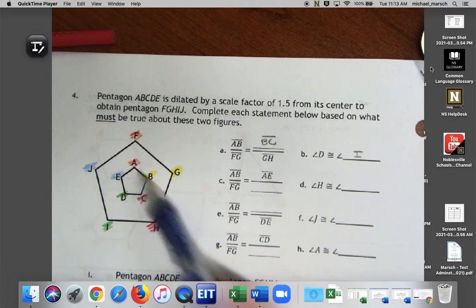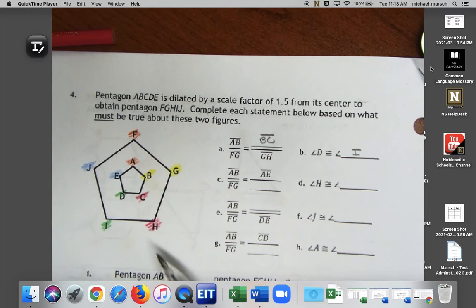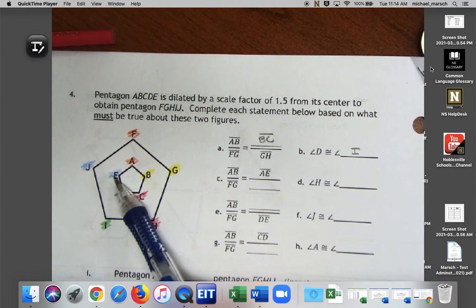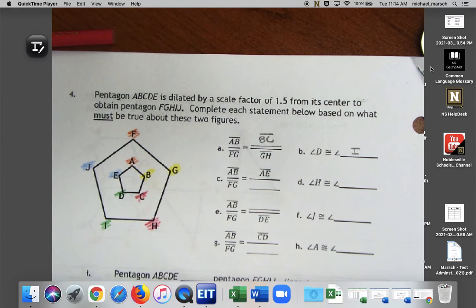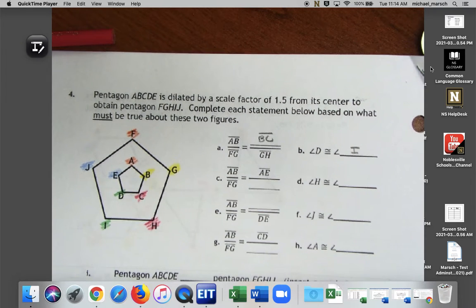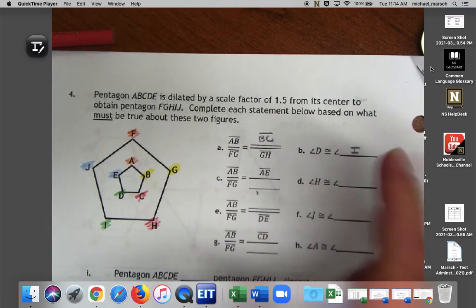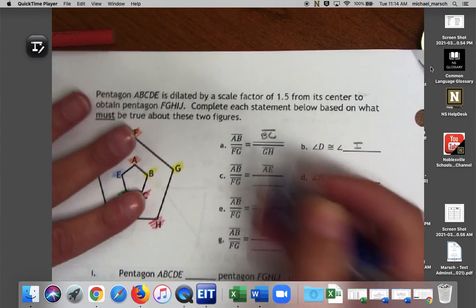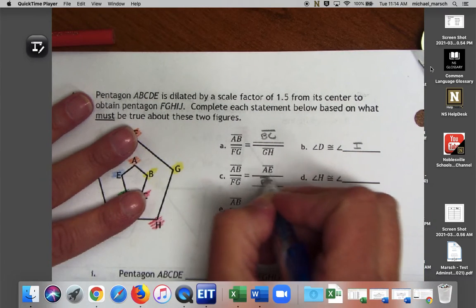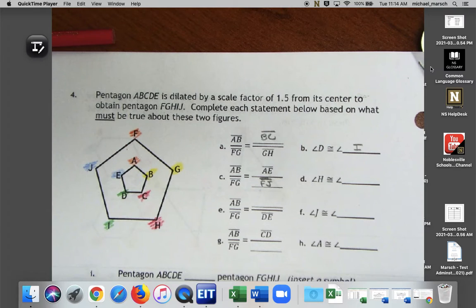Okay, AB is congruent to FG, then AE is congruent to what? FJ. I don't know what they want us to do. I don't know. This is weird. I'm just going to put FJ with a little line above it. The spacing definitely got messed up.